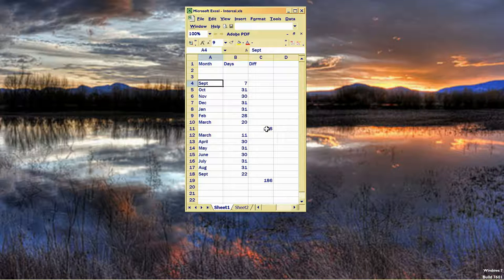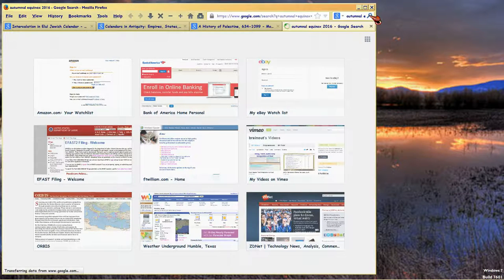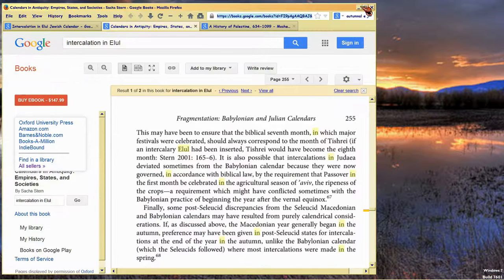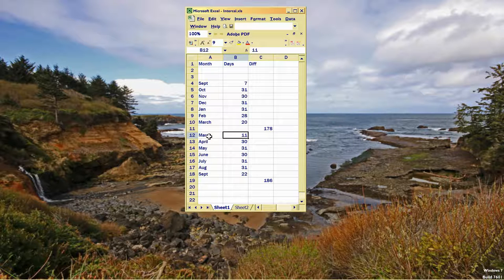So the number of days between the autumnal equinox and the vernal, just measured like that, is only 178. But the number of days from the next vernal equinox for 2016, which happens on the 20th, and the next autumnal equinox, I think it's the 23rd. Let's find out. 22nd, okay. That's 186 days. So now you're looking at the difference between the March equinox and the very day of, because you don't know what time of day it's going to be in your location, the very day of the autumnal. That's 186 days.